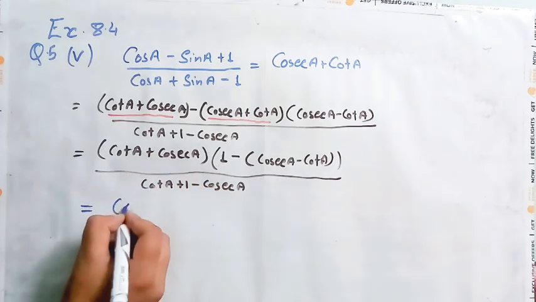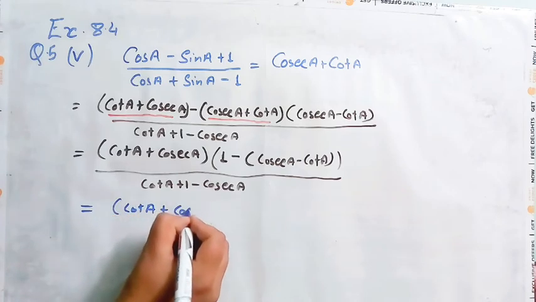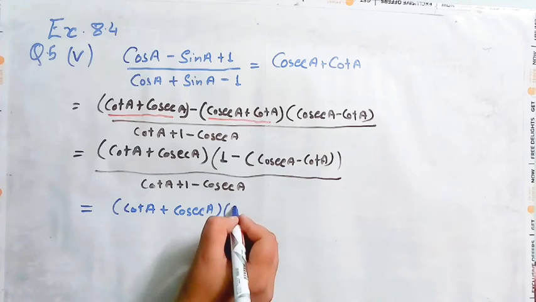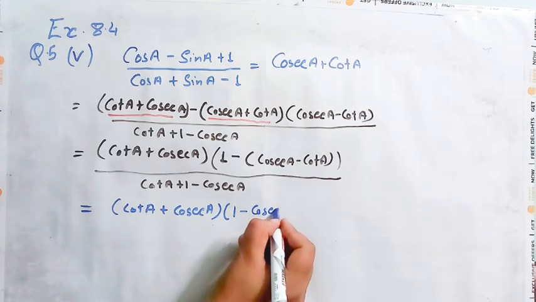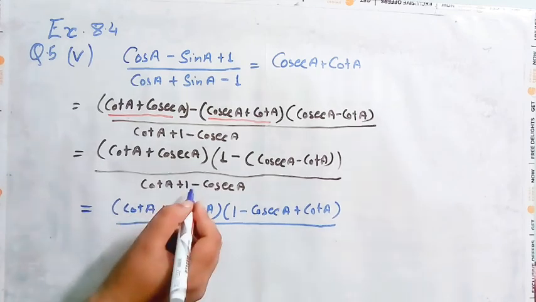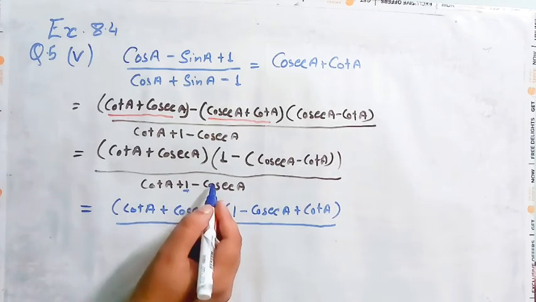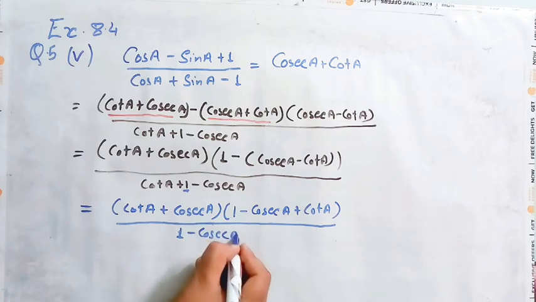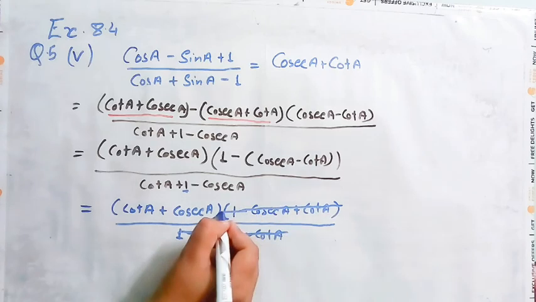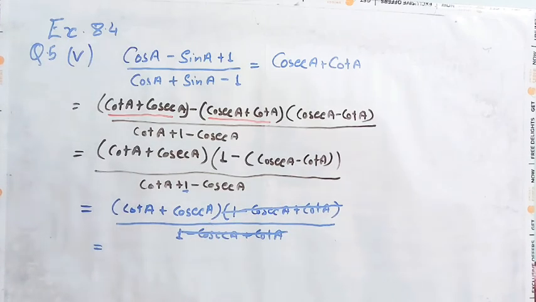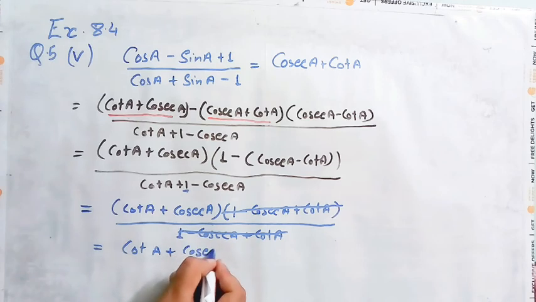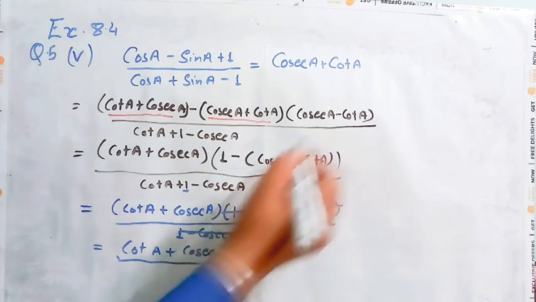Let us simplify the numerator part. So cot A plus cosecant A as it is, whole multiplied by 1 multiplied minus inside, so minus cosecant A, minus minus plus cot A, whole divided by, you can rearrange it according to the numerator, so 1 minus cosecant A, cot A is positive, so plus cot A. Now the whole denominator is cancelled with the second factor of the numerator, and you are left with only cot A plus cosecant A, which is equal to right hand side.